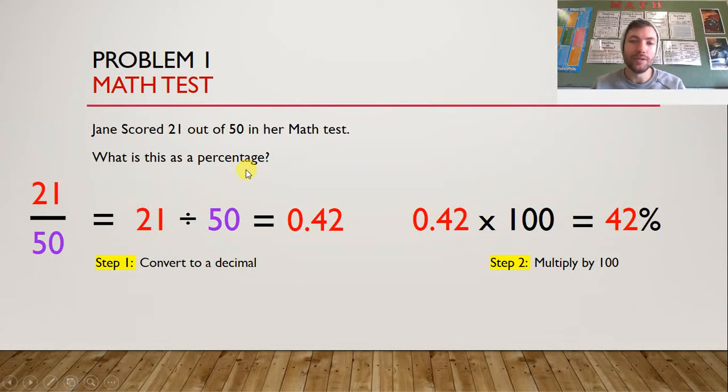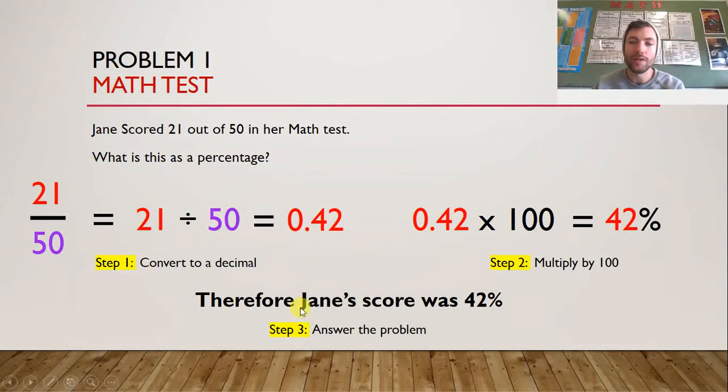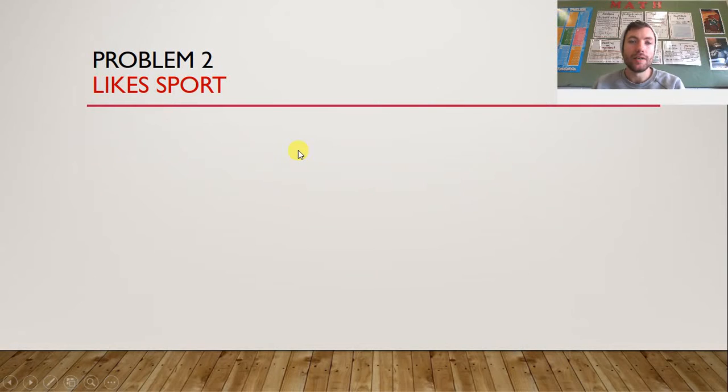And the last thing we do, so I might think that we're finished here, but we always have to answer the problem. Jane scored 21 out of 50 in her maths test. What is this as a percentage? So we can write, therefore, Jane's score was 42%. That is answering the question there. It's important that you do this when you are given a question.